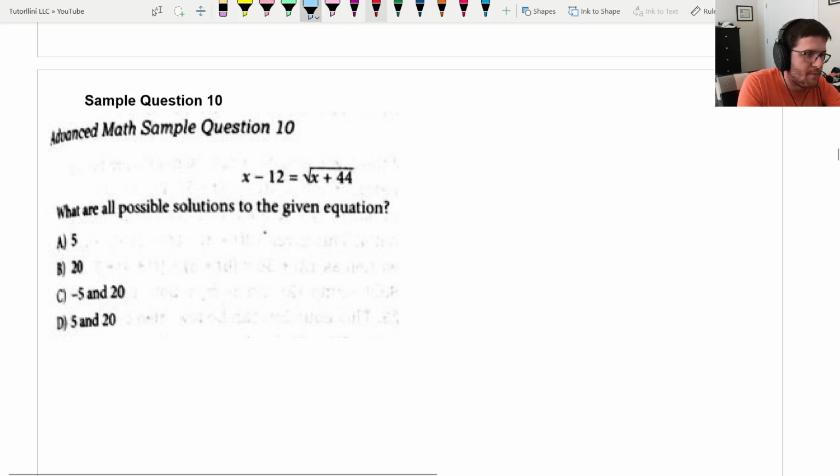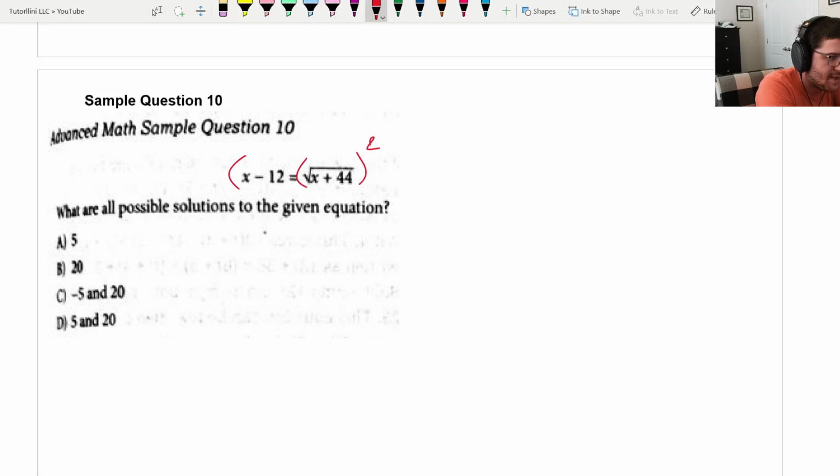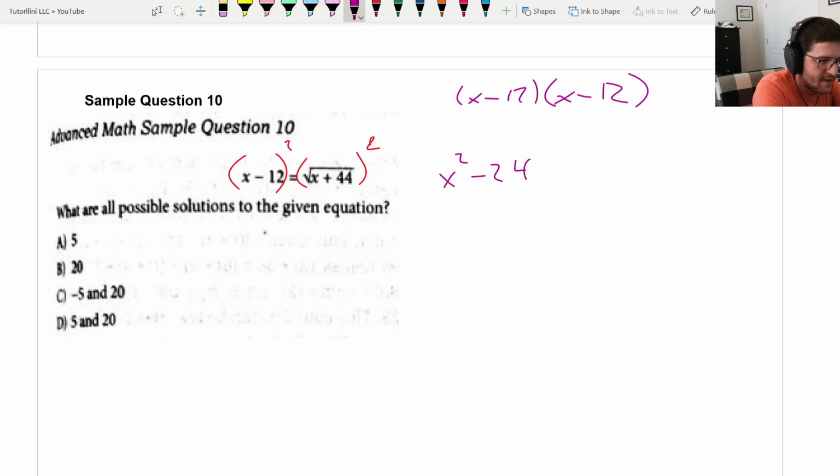Okay, 10. Very first thing, we see a square root. We're going to square both sides. The opposite of a square root is the square operation. Okay, so we get x minus 12 squared, which is x minus 12 times x minus 12. That should give us x squared minus 24x plus 144. And then on the right side, the square just makes the square root go away. So we're left with x plus 44.